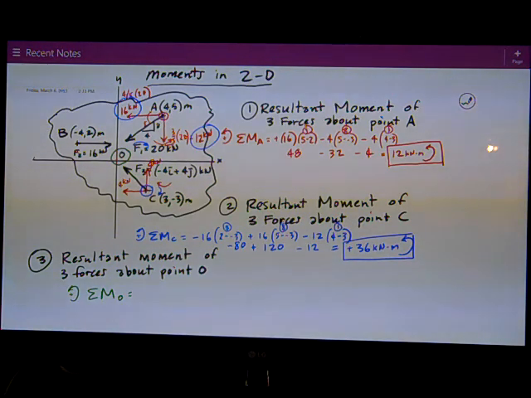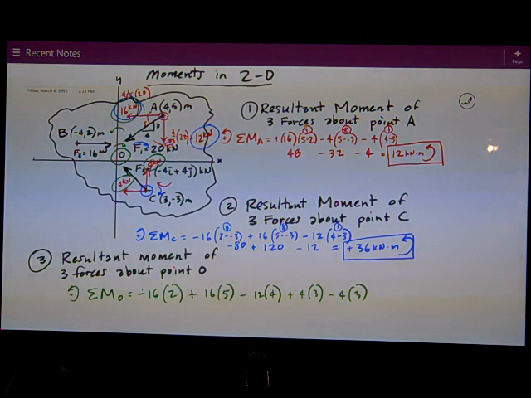So I've got F2 at 16 trying to rotate clockwise. So that's negative 16. And really now it's just the y coordinate of point B, which is 2. Plus the 16 kilonewtons up here at F1, which is positive because it's trying to rotate counterclockwise. And so I've got 16 times 5. Then I've got the vertical, the 12, trying to rotate clockwise. It's negative 12 times 4. Then I've got the components of the forces at F3. The vertical is 4 trying to rotate counterclockwise, so it's positive 4 times 3. And then the x component is trying to rotate clockwise, so it's negative 4 times 3.